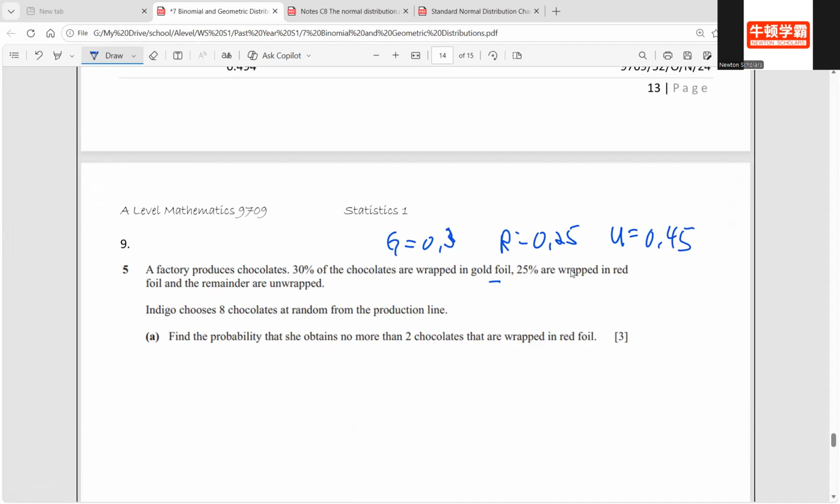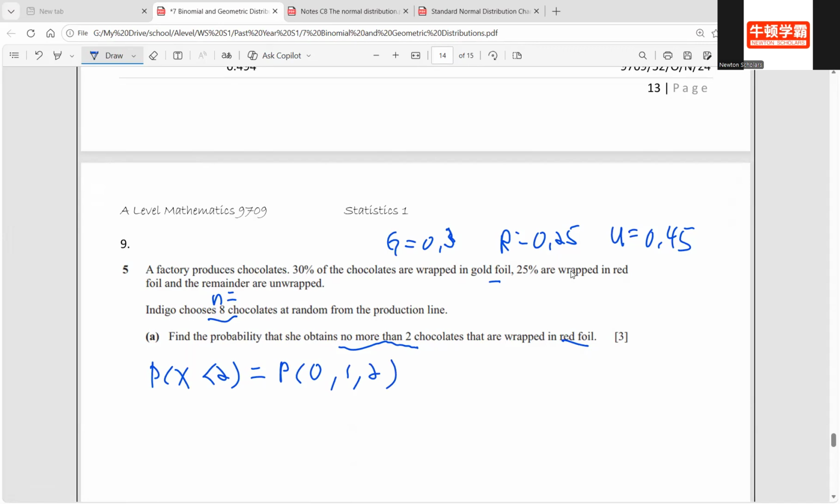After you get everything out, then he said that he chose 8 chocolates, so n equals 8. Find the probability she obtained no more than 2. No more than 2, so that means X less than or equal to 2. He needs red, and red success is 0.25. So it can be probability 0, 1, 2.